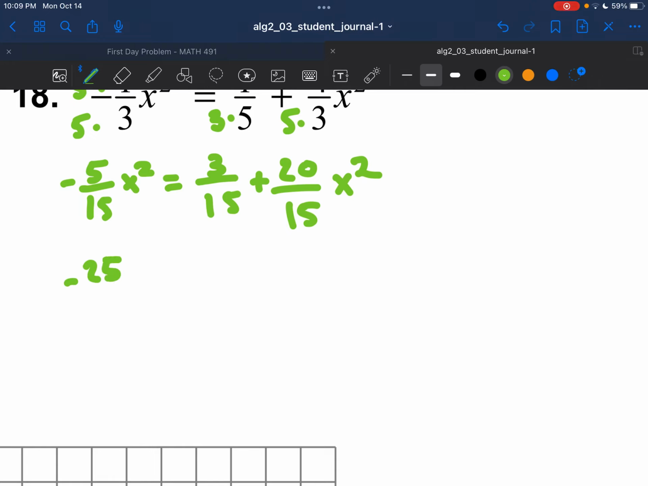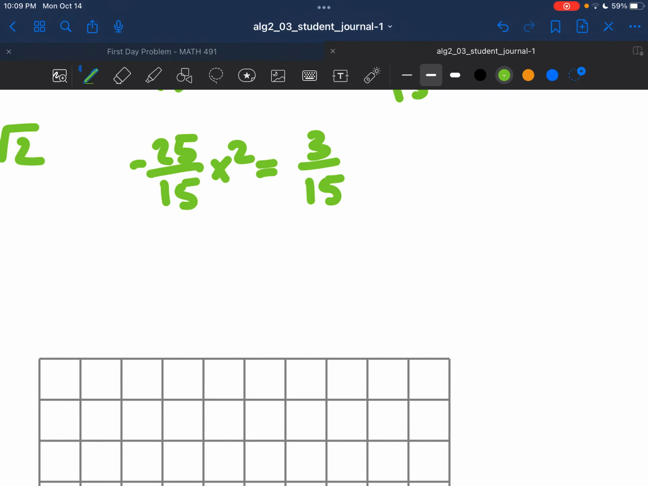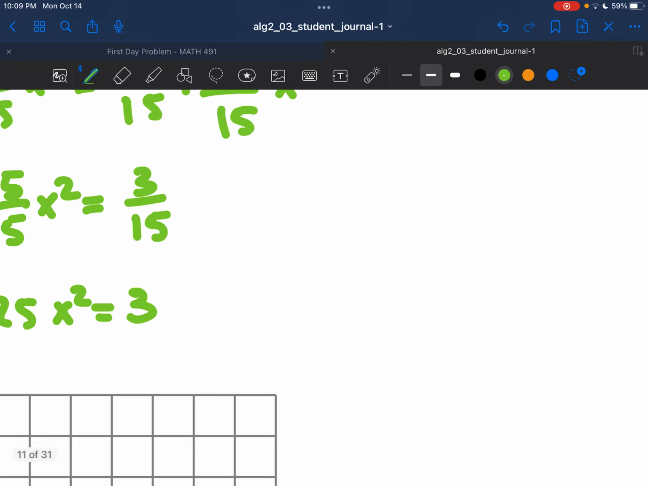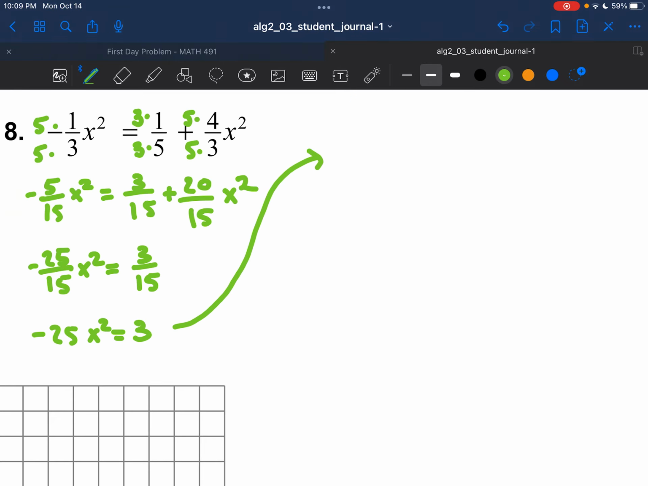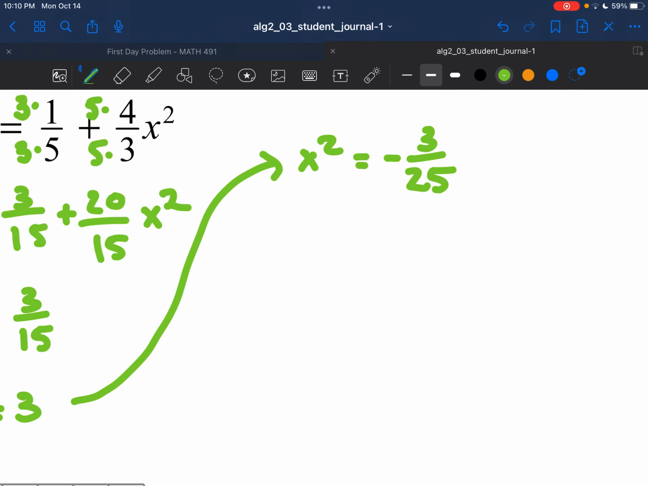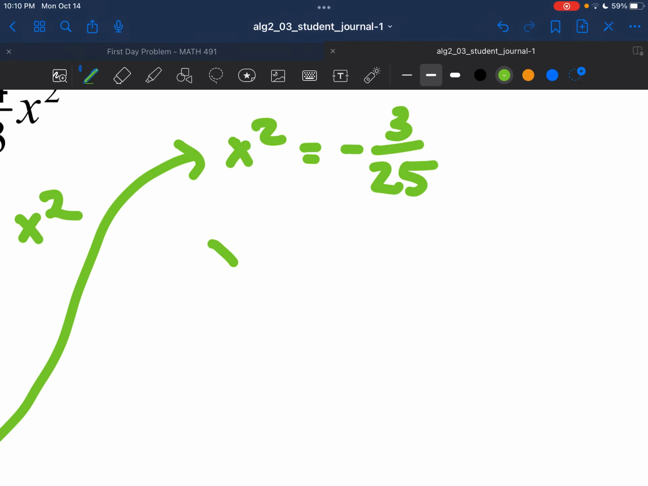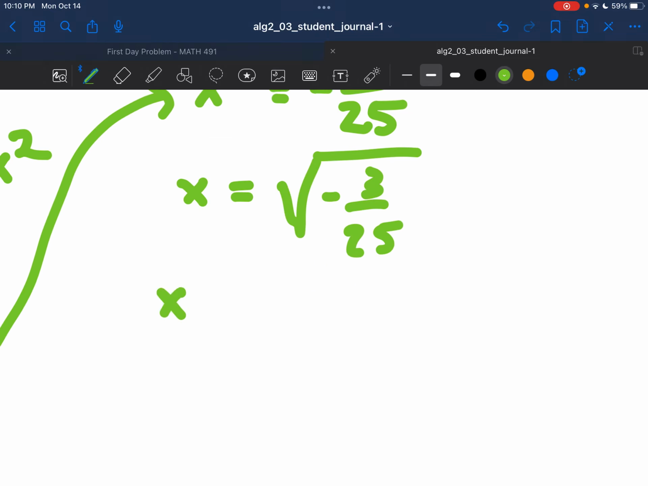So that's negative 25 over 15 x squared equals 3 over 15. I'm going to multiply by 15 to both sides, so that's negative 25 x squared equals 3. Divide by negative 25. So this is going to give me x squared equals negative 3 over 25. Then I'm going to go ahead and take the square root. So this is going to be x equals the square root of negative 3 over 25.